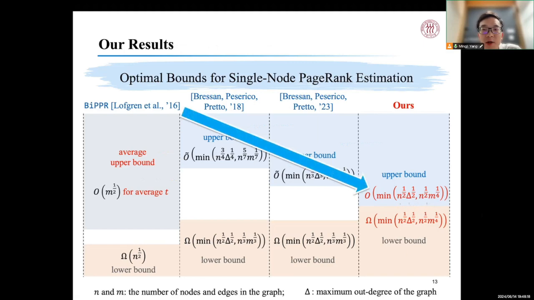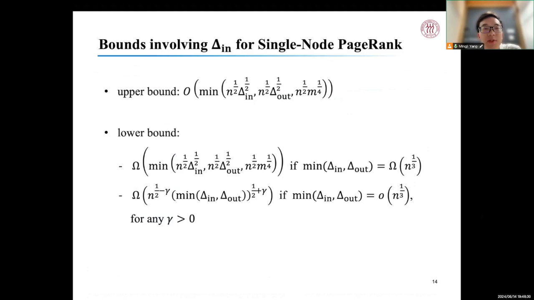And surprisingly, we derive our upper bounds by showing that the known algorithm BiPPR had already achieved this optimal upper bound. And in our paper, we actually give some more bounds involving delta in, the maximum in degree of the graph. For upper bound, this will further incorporate a term of n to the 1/2, delta in to the 1/2. But for the lower bound side, the things are getting a little bit more tricky. For the simpler case, when the minimum of delta in and delta out is fairly large, that is omega n to the 1/3, we are able to derive a completely matching lower bound. But if the minimum of delta in and delta out is smaller than n to the 1/3, we derive a matching lower bound up to subpolynomial factors, where the exponents differ by an arbitrarily small positive constant.